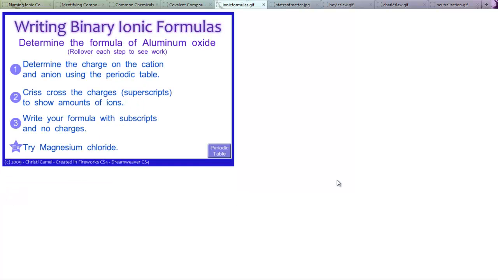With the writing binary ionic formulas graphic, I wanted to make sure I gave numbered steps for the procedure to show the importance of completing the steps in order, but also show a transformational process by using arrows to show the crisscross method.